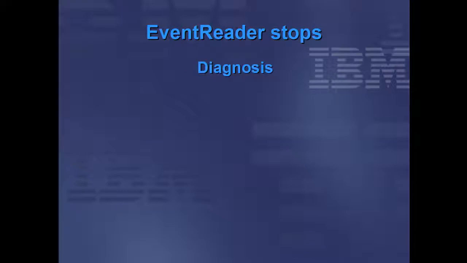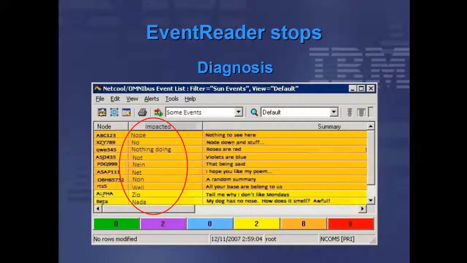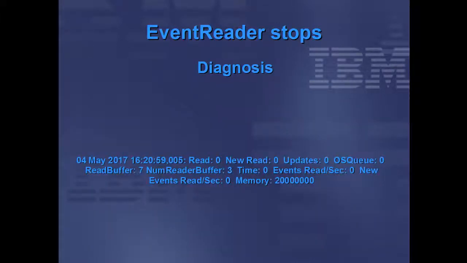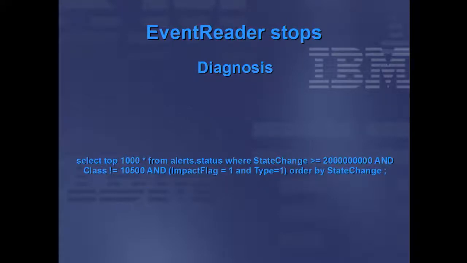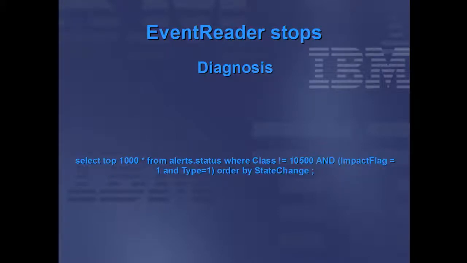In diagnosing the problem, we look for certain typical behaviors. Pertinent events are not being processed. Looking in the event reader log file, the number of events being captured in each read is 0. Testing the SQL being used in an NCO SQL session produces a 0 result too. Testing the SQL again in an NCO SQL session without the "and state change greater than or equal to number" clause returns all the unprocessed rows.